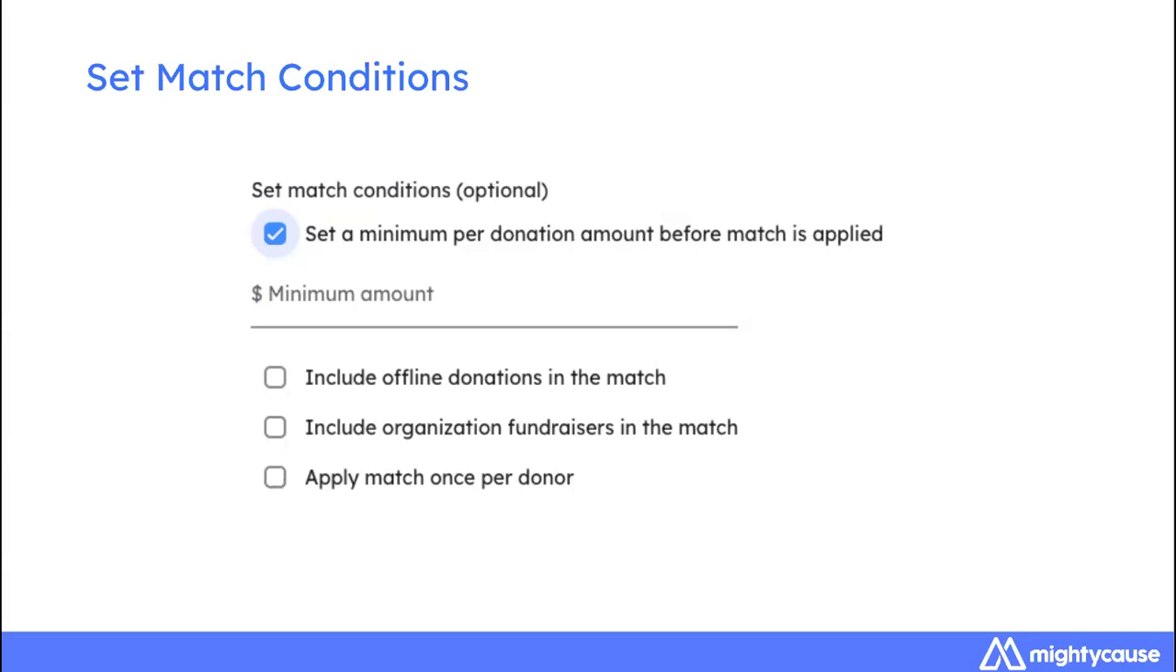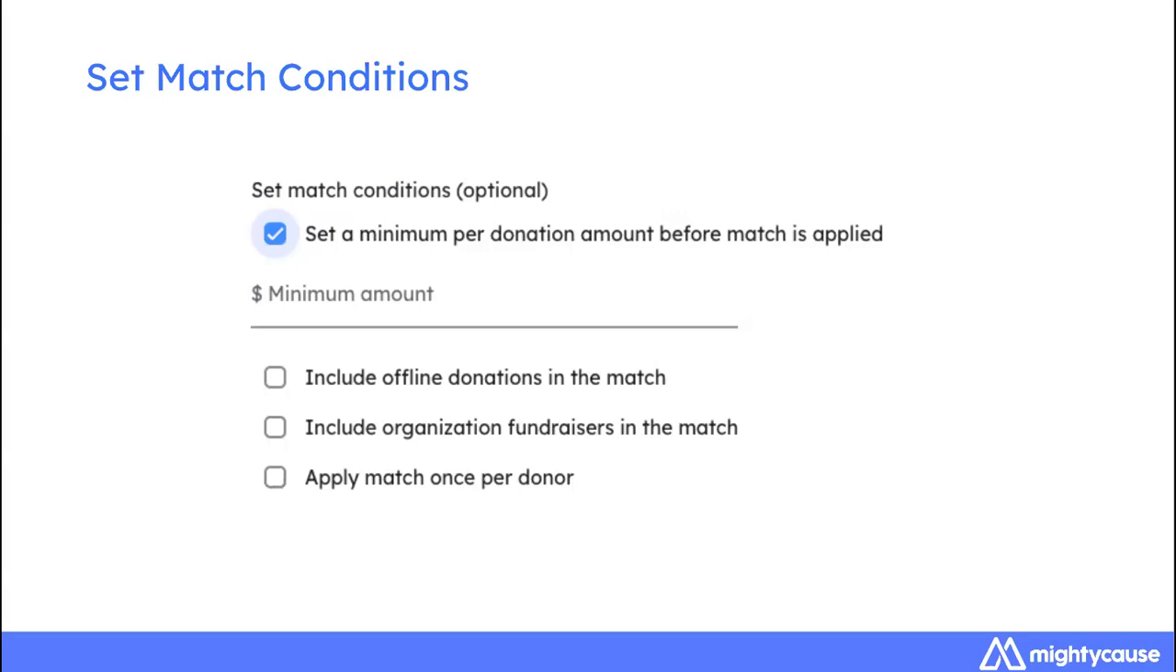There are a couple of match conditions you can include on your match. Set a minimum per donation amount before match is applied. This option allows you to create a minimum donation amount before a donation is applied towards a match. For example, if you would like to motivate donors to donate at higher amounts, you may want to set up your match so that only donations over $50 will go towards the match.